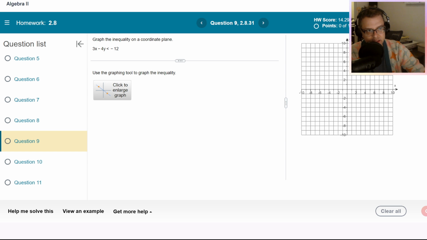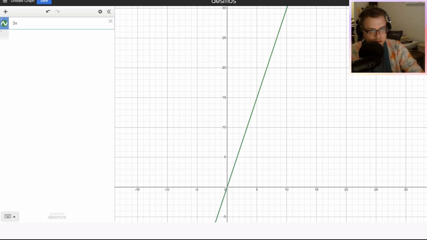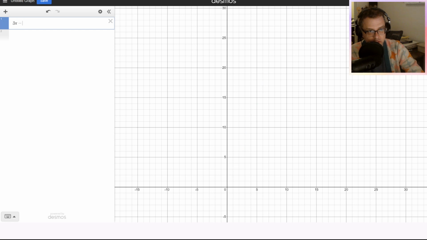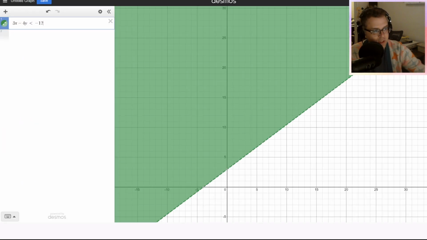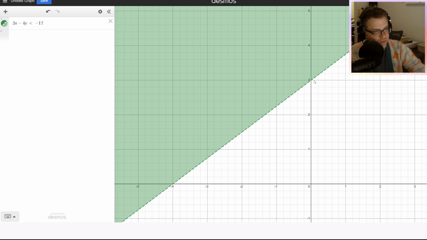3x minus 4y is less than or equal to 12, so let's do that. 3x minus 4y is less than, is that or equal to? Yeah, no, just less than 12. Boom. So we're looking at a line that intercepts at 3, intercepts at negative 4, is dotted, and everything above it is shaded.